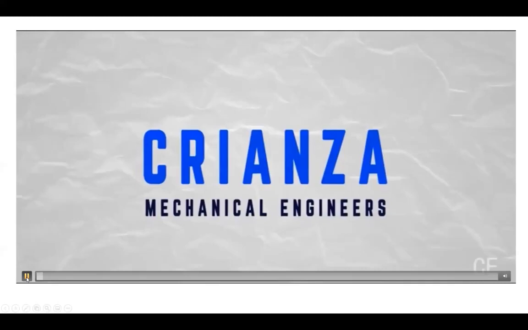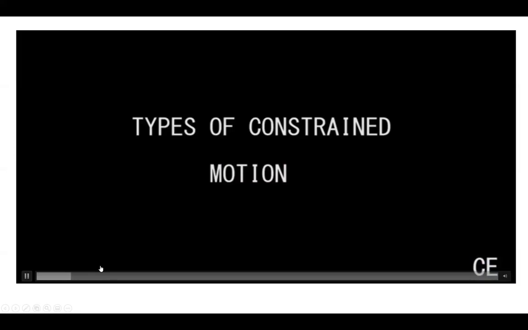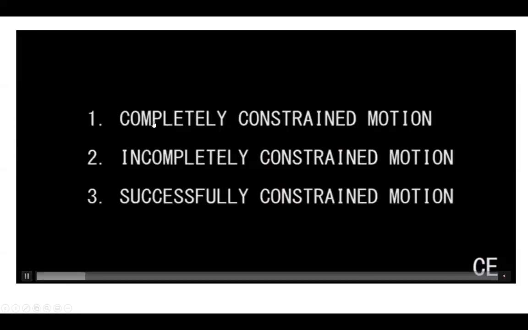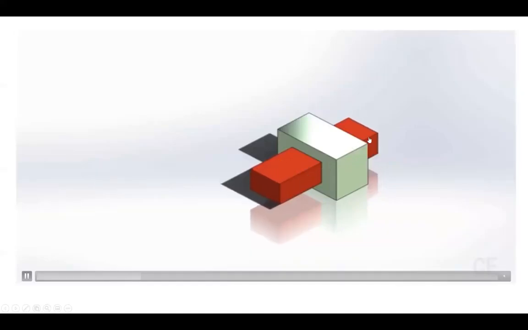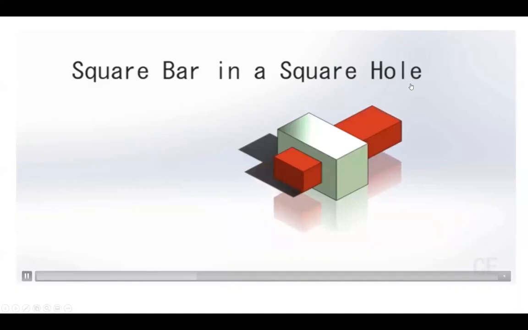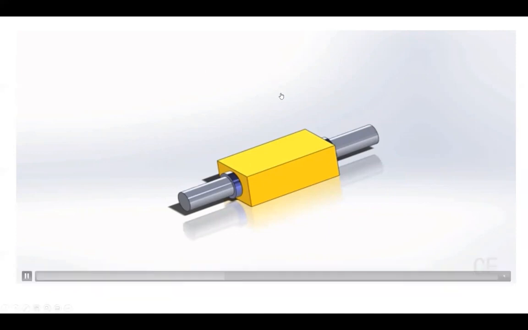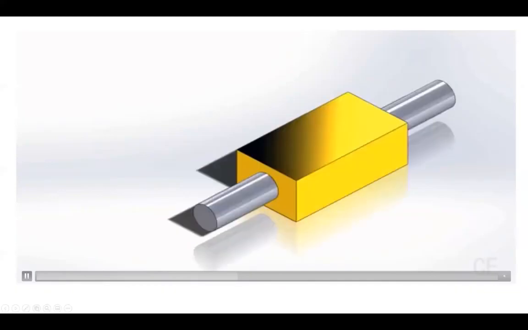So these constrained motions are there. First, the completely constrained motion. So this is the animation. For example, in complete constrained motion, first one, it will just translate. It will move forward or backward. Yes, that is square bar in a square hole. This is the first type, or shaft with the collar. So these are the first type of the motion, having two examples.